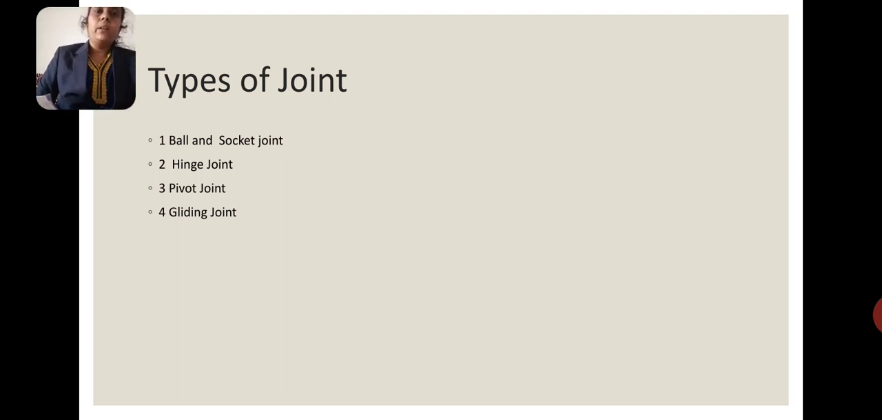These are the 4 main joints. Joints mean where two bones connect with each other, forming a joint, and they interlock with each other. That is called a joint, and there are 4 main types of joints. We will see them one by one.